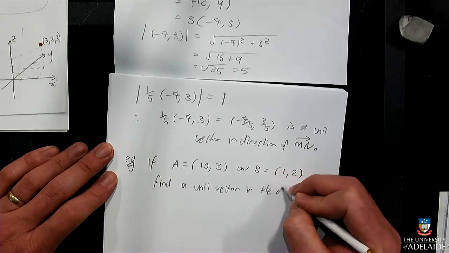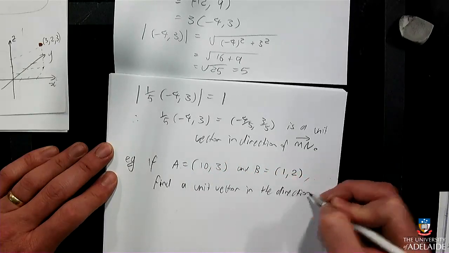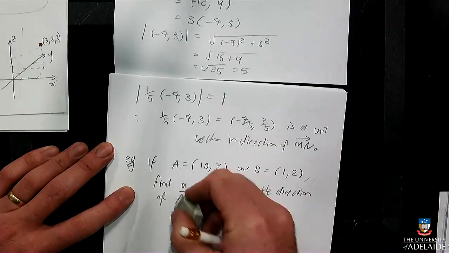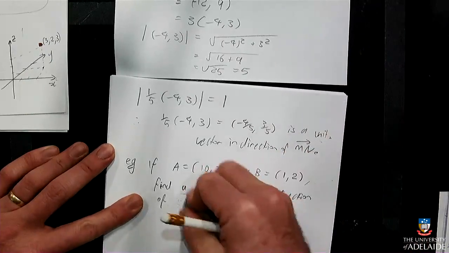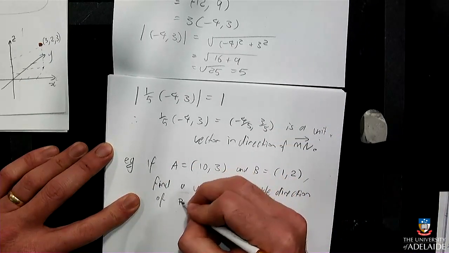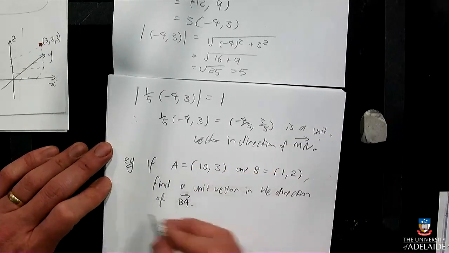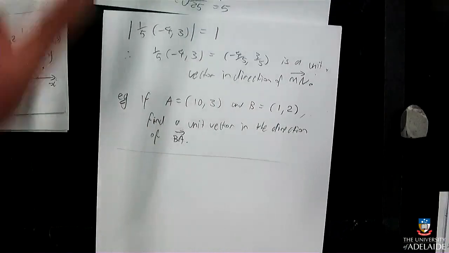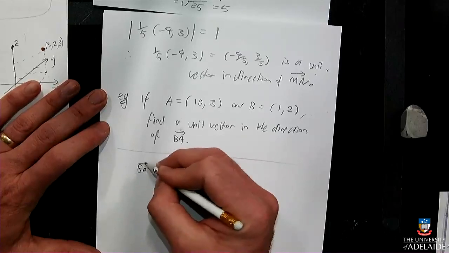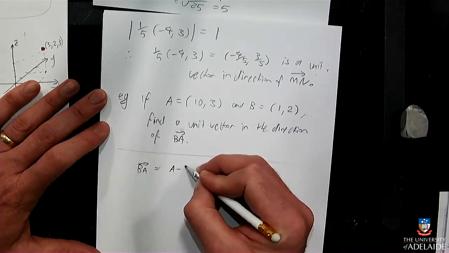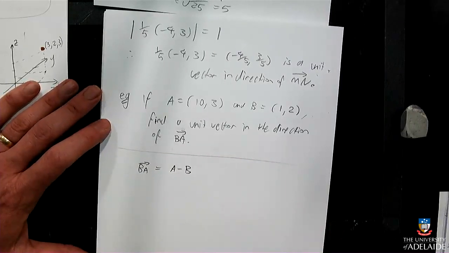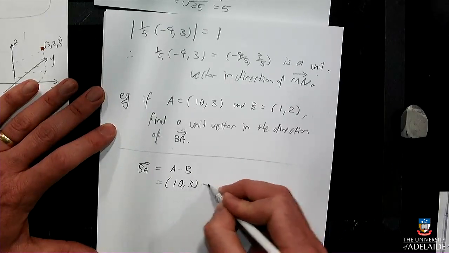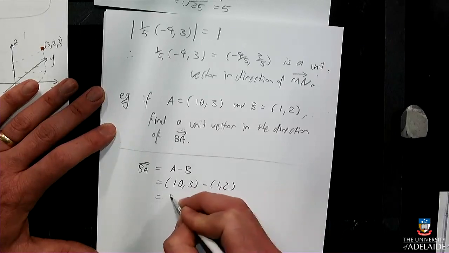In the direction of AB. Let's do it as BA, just to mix it up. Okay. So let's see. BA is A minus B, because it's end minus beginning, which is 10, 3 minus 1, 2, which is 9, 1.